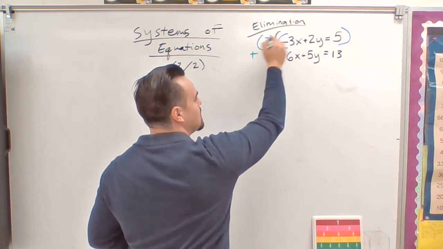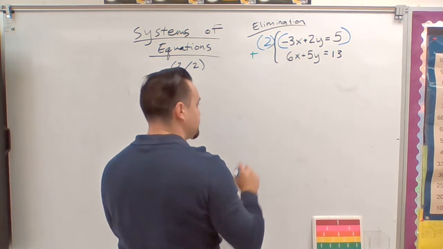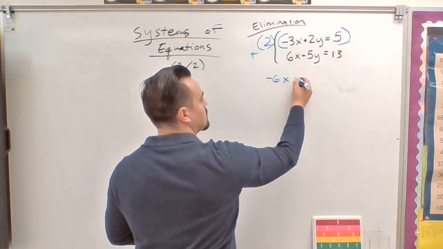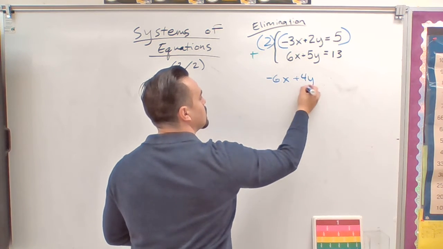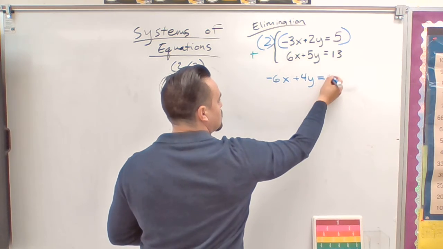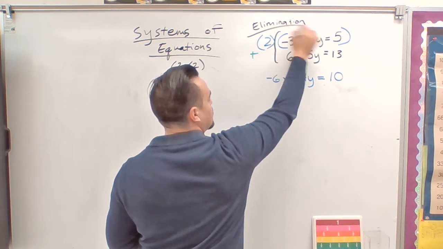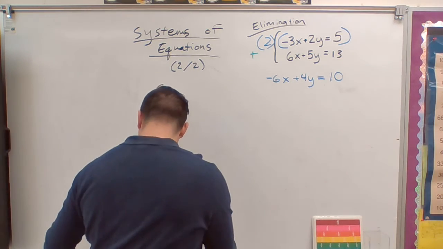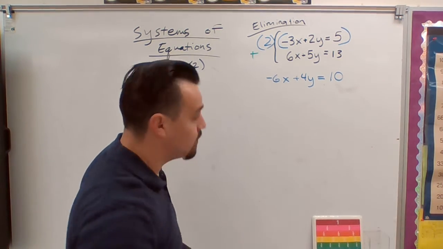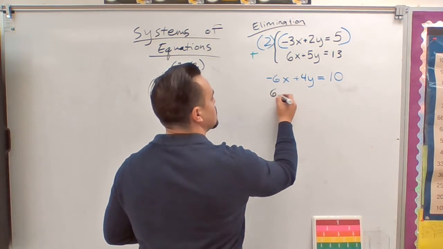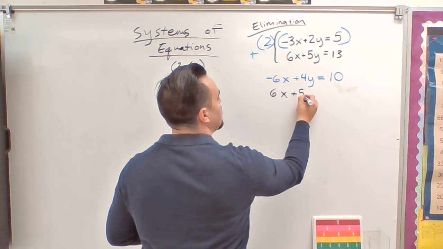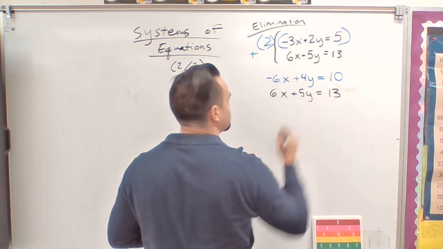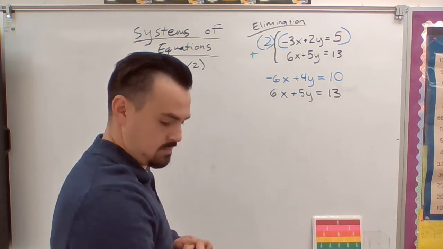So that'll give me negative 6x plus 4y equals 10. I got to distribute it to each individual part. And then on the bottom, I'm going to have the same thing as I had before. 6x plus 5y equals 13. Okay.